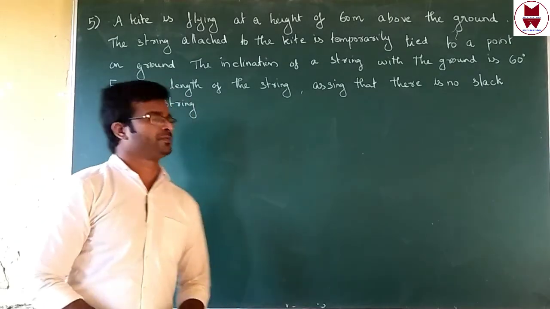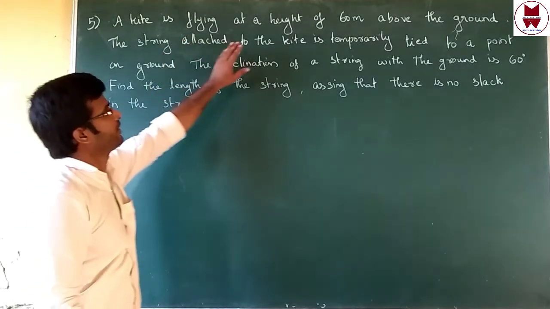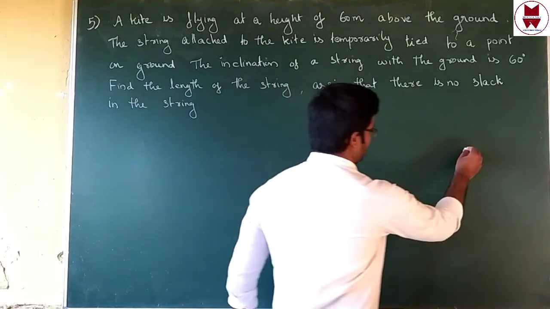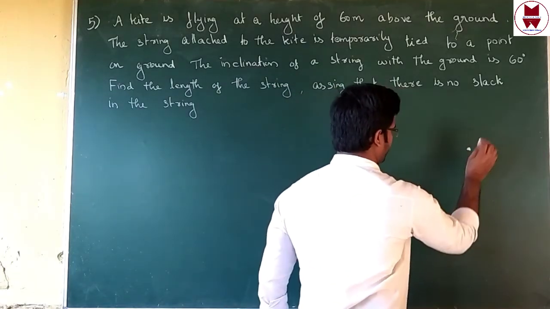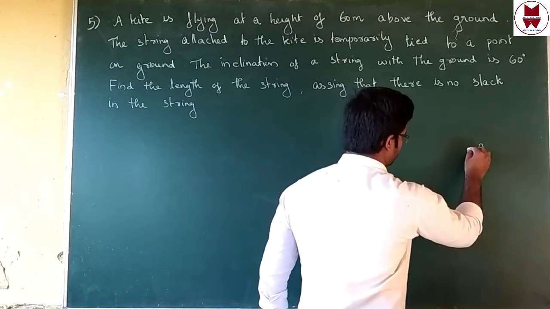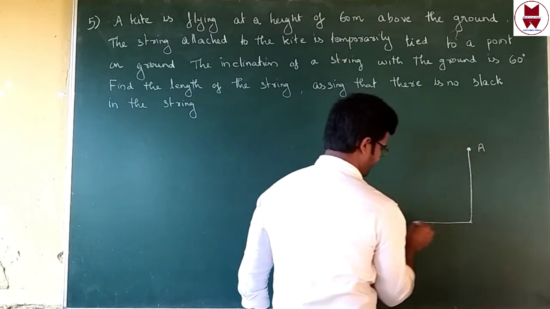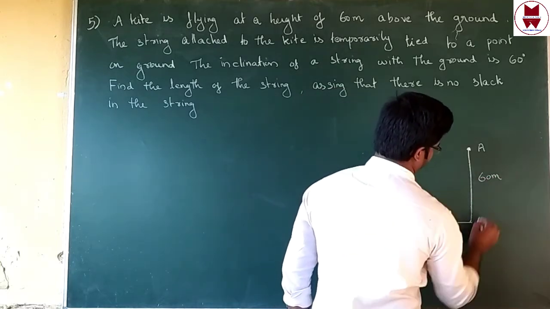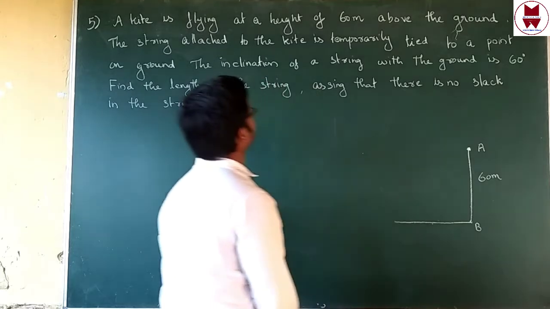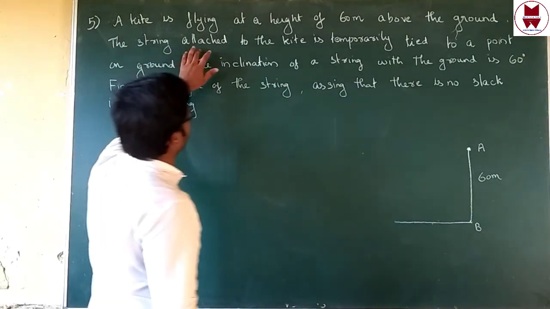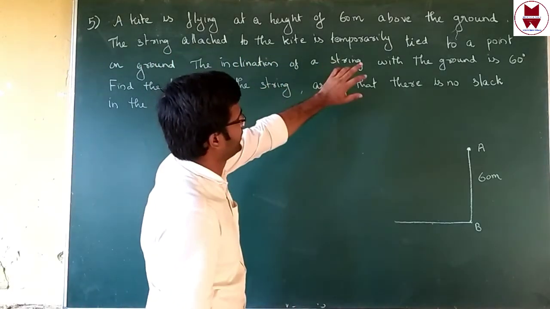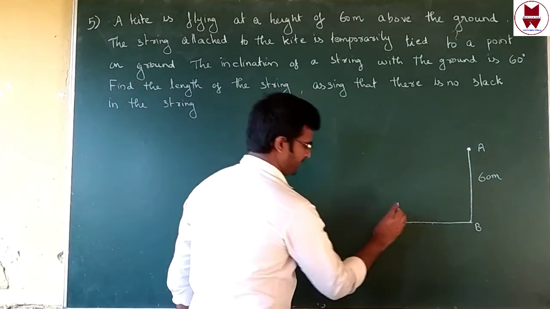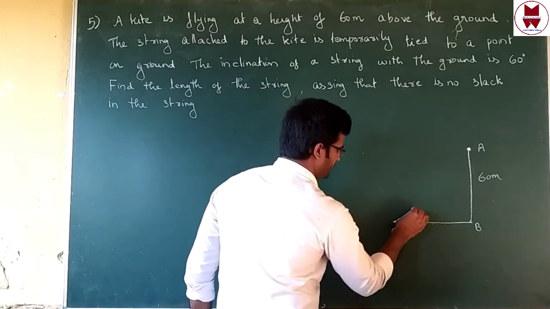Now we can see question number 5. A kite is flying at a height of 60 meter above the ground. The kite is at this point A, and the height of that kite from the ground is 60 meter. The string attached to the kite is temporarily tied to a point on the ground. In this point, you can see one string tied with this kite.